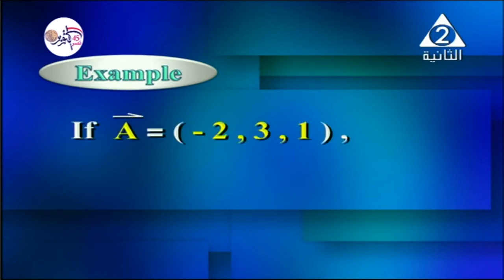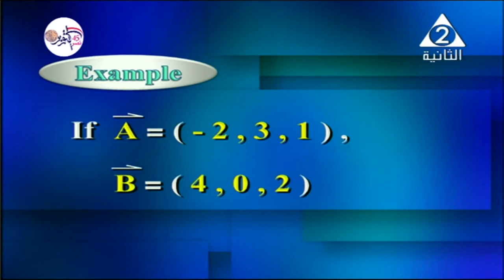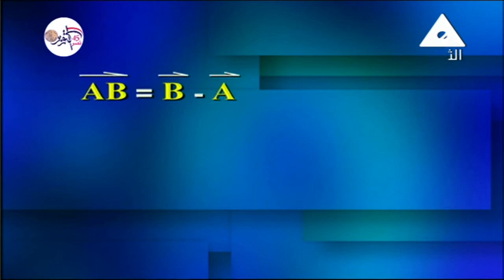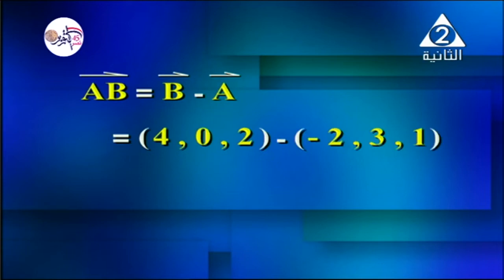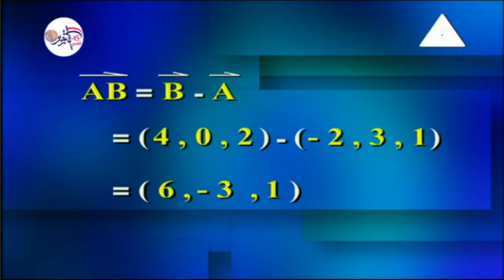Example: if we have A vector (negative 2, 3, 1) and B vector (4, 0, 2), then AB vector means B vector minus A vector: (4, 0, 2) minus (negative 2, 3, 1). The first component with the first component, second with second, third with third. By subtraction, 4 minus negative 2 equals 6. 0 minus 3 is negative 3. 2 minus 1 equals 1.